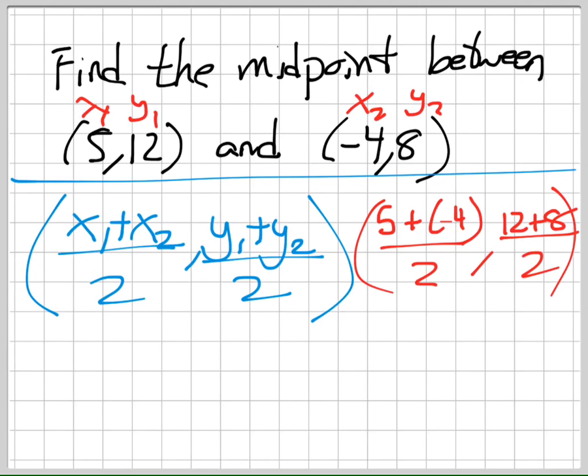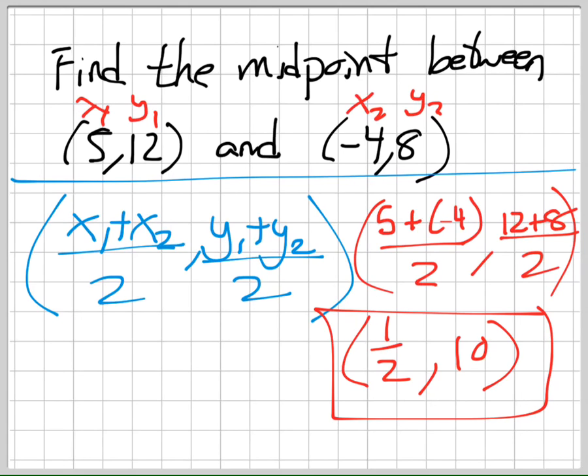4 plus negative 4... the x coordinate is 1/2. I can just leave it as 1/2 because it's 1 over 2. 12 plus 8 is 20. 20 divided by 2 is 10. So (1/2, 10) would be the exact midpoint between these 2 points. I would go to 1/2 on the x-axis and 10 on the y-axis, and there would be the exact middle.